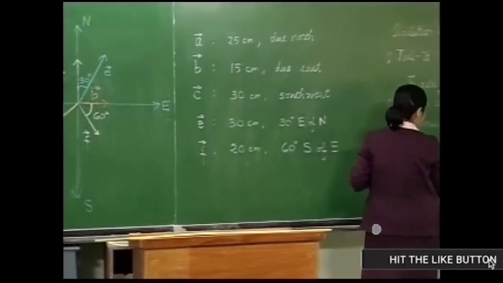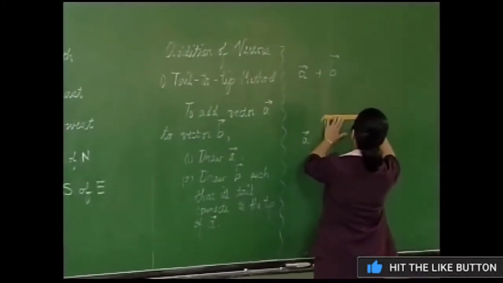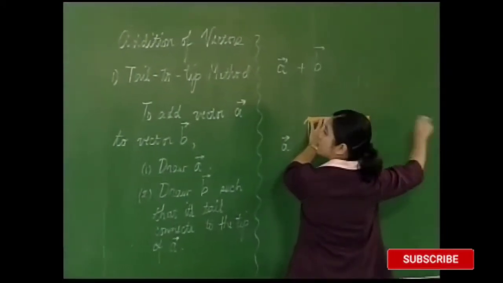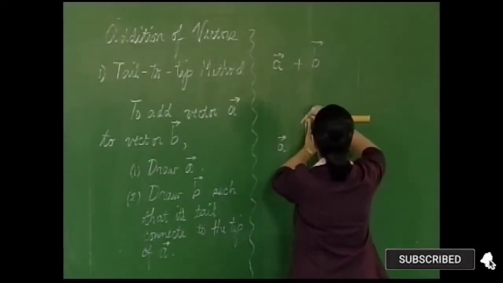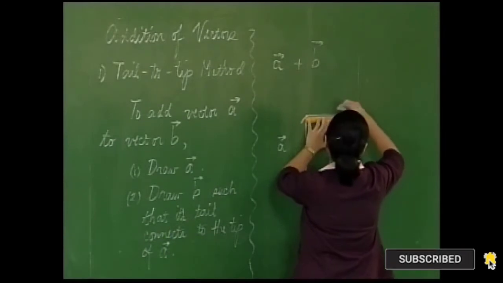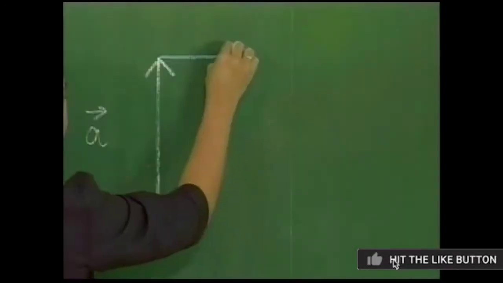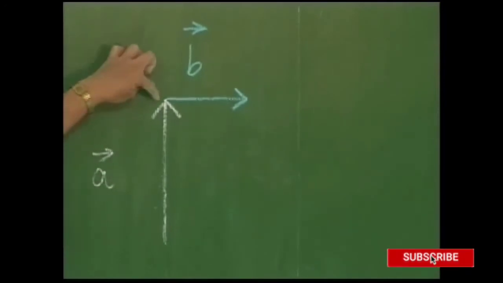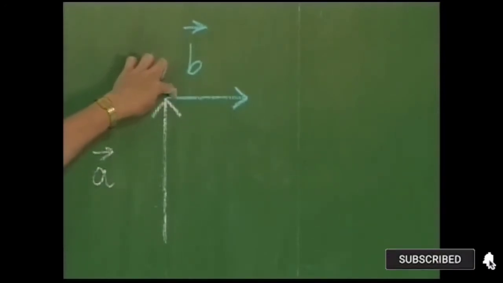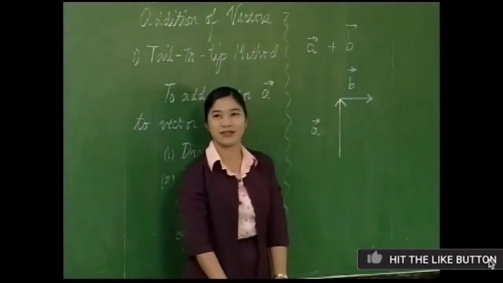So let me use a different color so you will not be confused. So vector B should be along the eastward direction, 15 centimeters. This is my vector B. So you see, the tail of B connects to the tip of A. That is how I add the vectors.